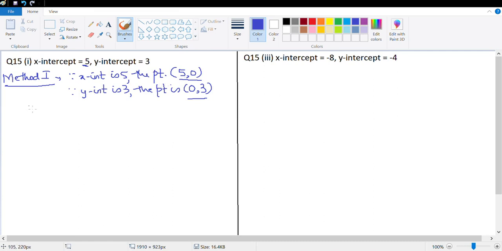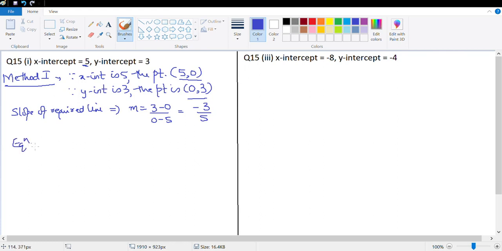Well, I will first calculate the slope. So slope of the required line will be m is equal to y2 minus y1. So 3 minus 0 upon 0 minus 5, which means negative 3 upon 5. Right? So this is the slope of the required line.